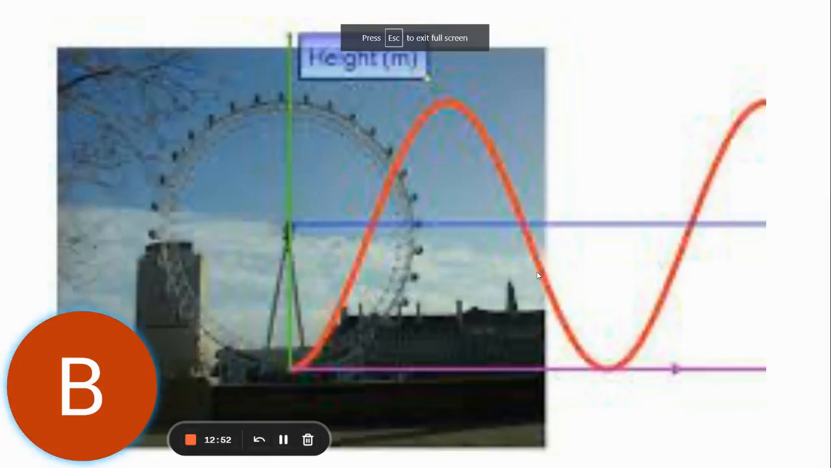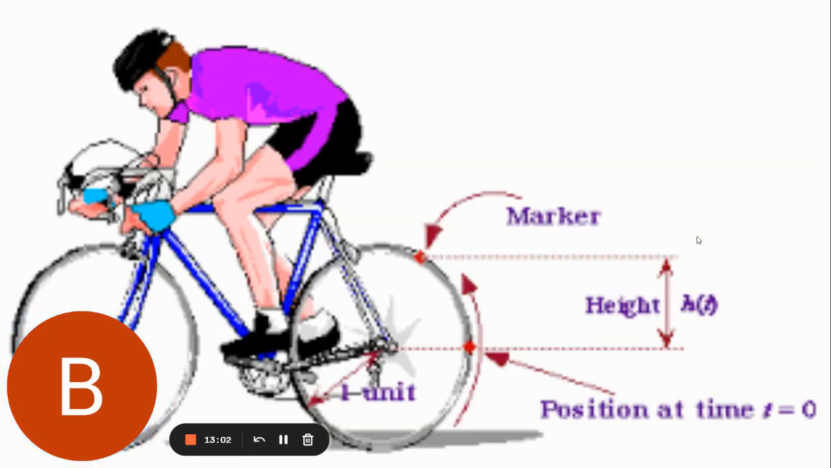Here's obviously a Ferris wheel. To be honest, anything that has a wheel or a circle is going to have a sine wave associated with it. So when we study movement with anything with a wheel, a bicycle, a motorcycle, a car, that rotation of the wheel is going to go through that sine wave, okay? And the sine wave is telling us the vertical component.